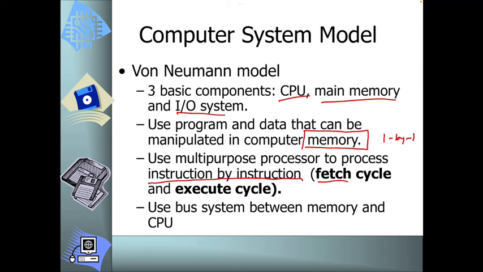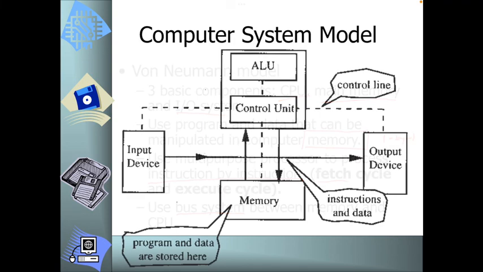What we also have in the von Neumann model is a bus system. If I'm not mistaken, I also explained about the bus system in our previous class. So they use a bus system between memory and CPU. So this is the overall picture of the von Neumann model.